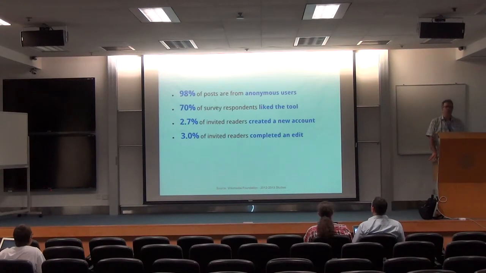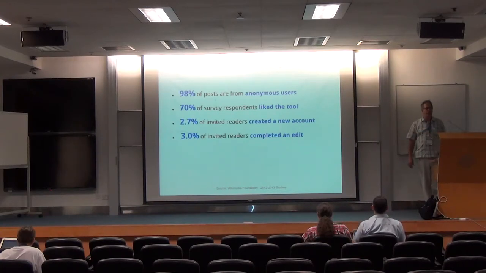We also find that 2.7% of readers who receive the invitation to join the community will go ahead and create a new account. Now 2.7% may not sound like much, but if you keep adding it month after month with millions and millions of readers, it becomes significant, and you're talking about tens of thousands of new users per year. And then about 3% of the people who were invited to edit the article also did so. Some of their edits were not as productive as if they had done it on their own, but regardless, the tool is effective from the standpoint of engaging readers to participate as far as we can tell.